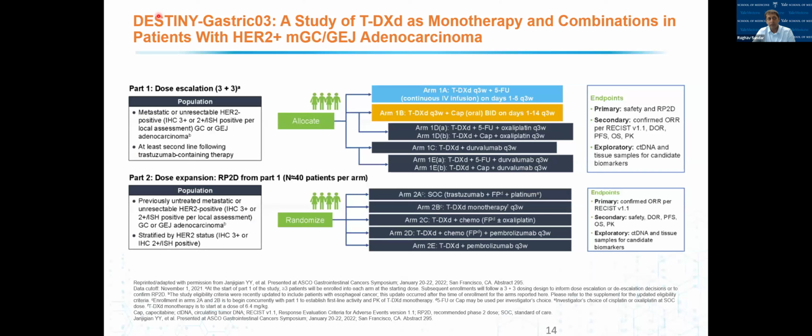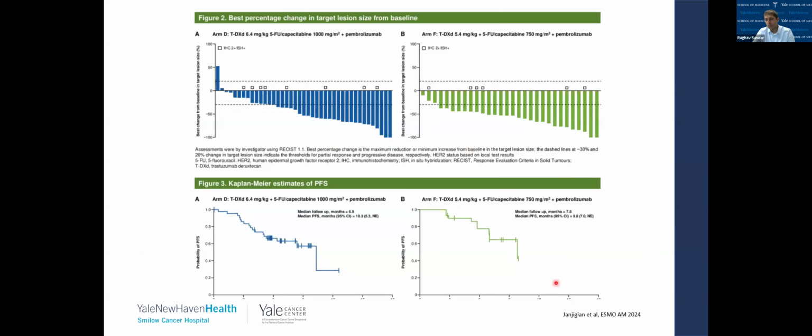We also saw very early data from DESTINY-Gastric-03, where they were trying to bring trastuzumab deruxtecan into frontline in combination with 5-FU chemotherapy and pembrolizumab. And these data were actually presented late last year by Dr. Janjigian at ESMO, where there were very promising waterfall plots that we saw of the combination of trastuzumab deruxtecan with chemotherapy with 5-FU and pembrolizumab. And you can see almost all the patients responded to treatment with a progression-free survival of about 10 months.